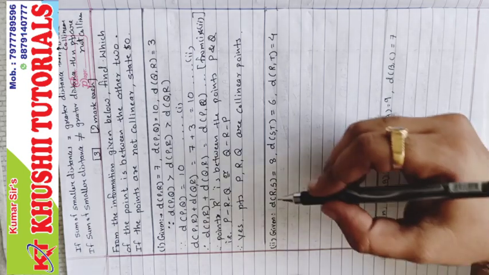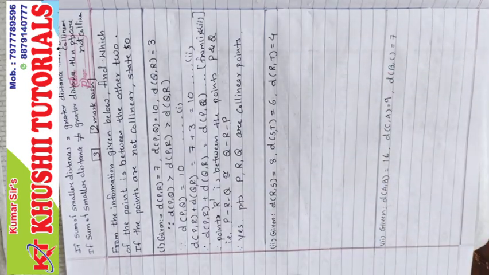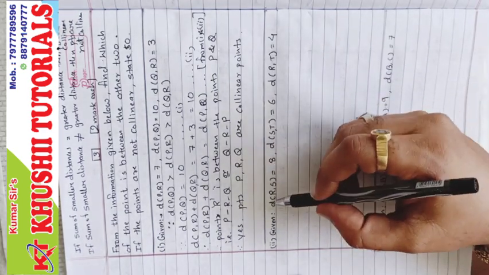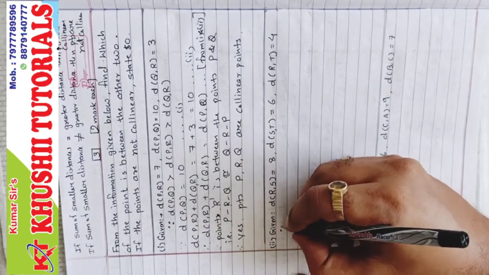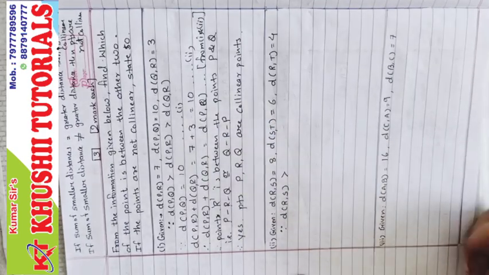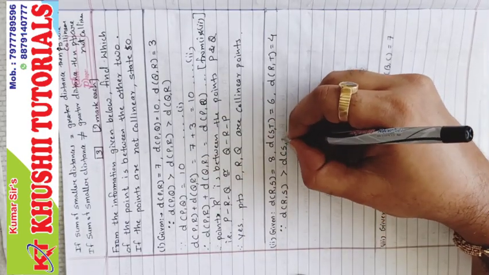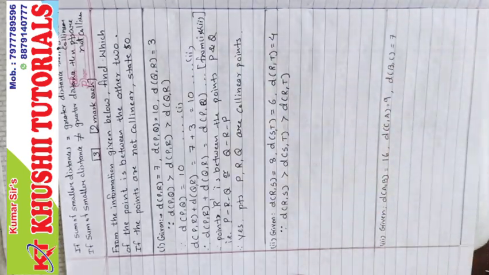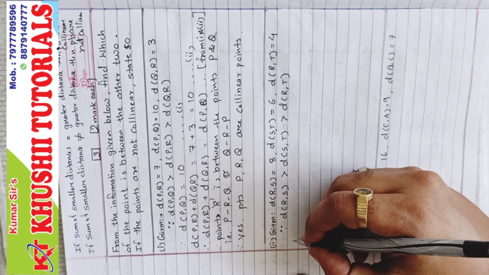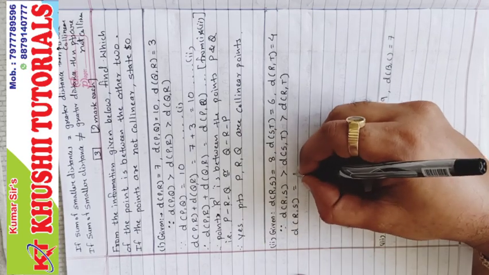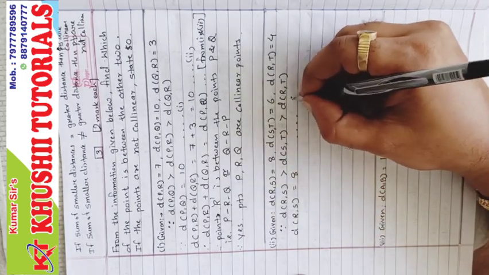Second sum. Distance RS is 8, distance ST is 6 and distance RT is 4. First we have to compare. Which is the greater one? The greatest one is distance R comma S. Then the second one is distance S comma T. The next one is distance R comma T. Correct? Now first we write the greater distance. Distance R comma S, which is 8, and we mark it as 1.